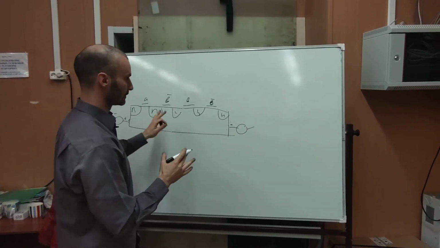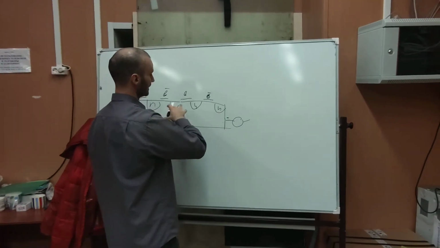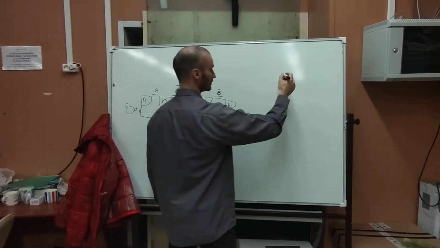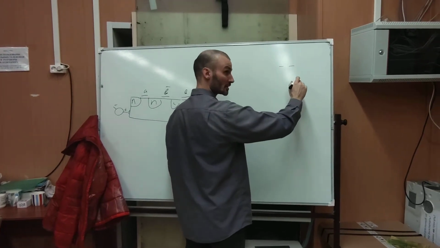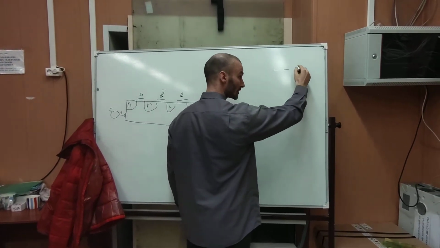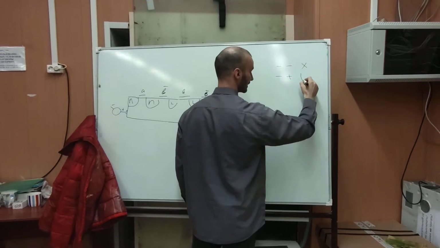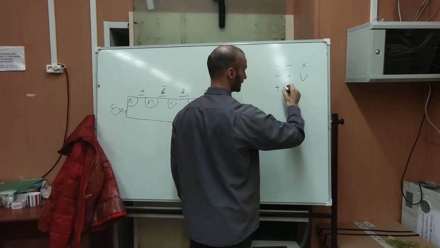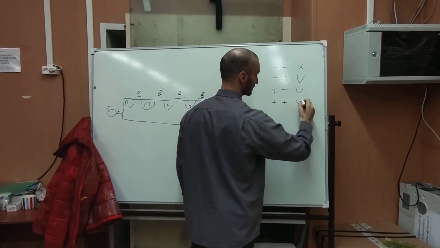Okay, and now we will redraw this table. So let's draw now with positive and negative voltages. If both voltages are negative, we shall not have a connection. If negative and positive, we shall have a connection. If positive and negative, we shall have a connection. And if positive and positive, we shall not have a connection.